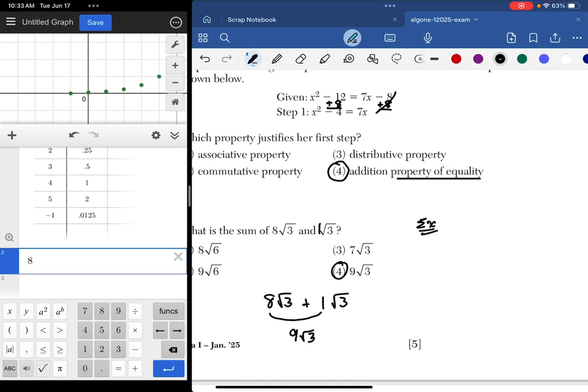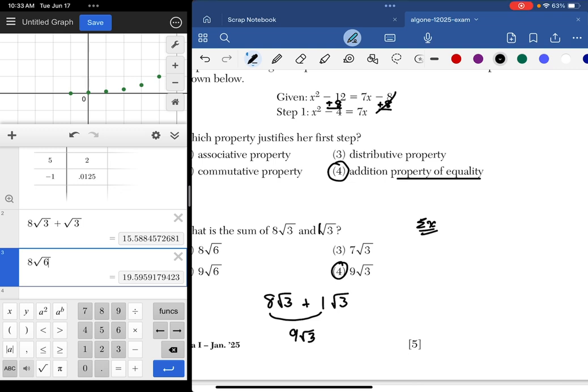So if I add 8 radical 3 and a radical 3, I get that decimal. I thought maybe it's 8 radical 6. Well, no, it's not. Okay, maybe it's 9 radical 6. Nope. I'll just skip to the right one here: 9 radical 3. We get the equivalent decimal.